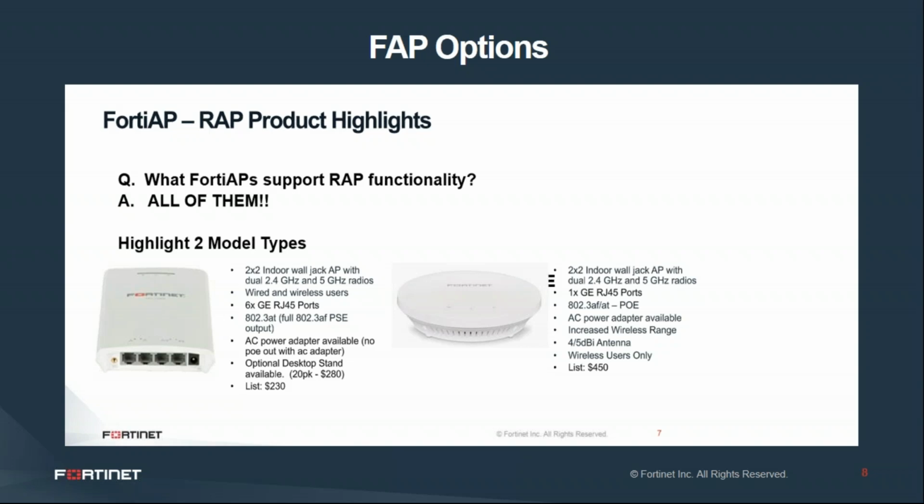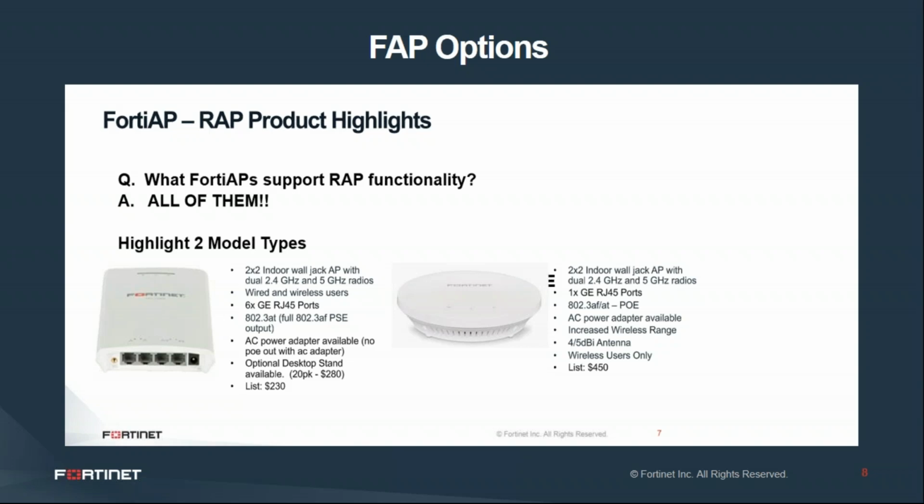But we do have certain form factor access points that are better designed for the remote access point feature and bring some additional important features to the remote AP. And that is the access point that's highlighted on the left. That's a FortiAP C24JE. And this is what we call a wall jack style access point.